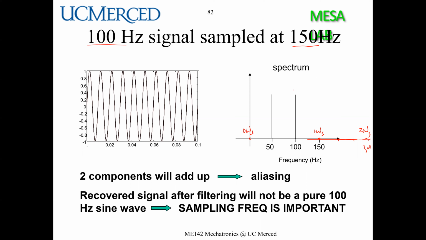This is my original signal, the 100 hertz original signal. I'm going to check what happened by sampling not fast enough. So this is less than 2b. Less than 2b, so I'm going to have overlapping.